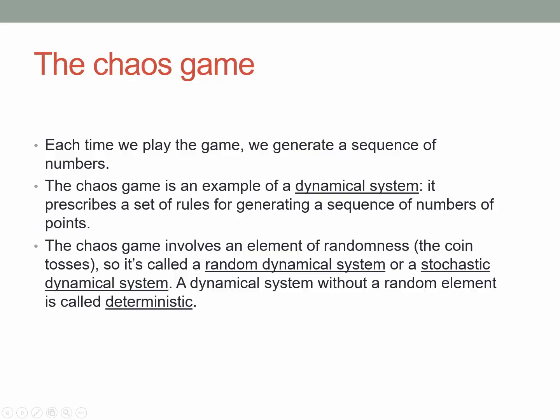And this particular game that we played, the chaos game, involves an element of randomness, right? We tossed the coin, and sometimes we got heads, sometimes tails. It was unpredictable. For that reason, this dynamical system is called a random dynamical system, or maybe a stochastic dynamical system. You also can have dynamical systems that don't have this random element. That is to say, they just tell you what to do, and there are no choices to be made depending on a coin toss. Those are called deterministic. So we have random dynamical systems and deterministic dynamical systems.